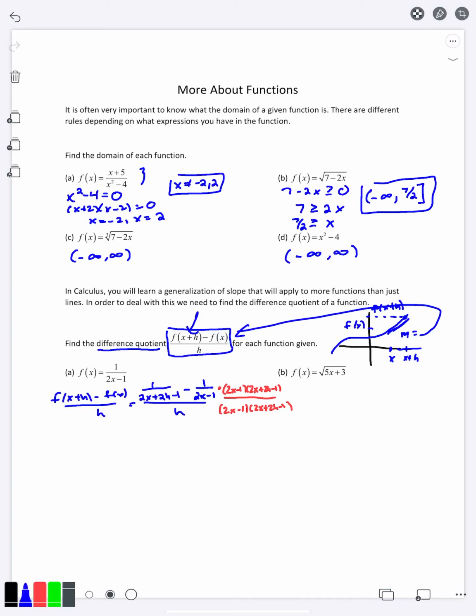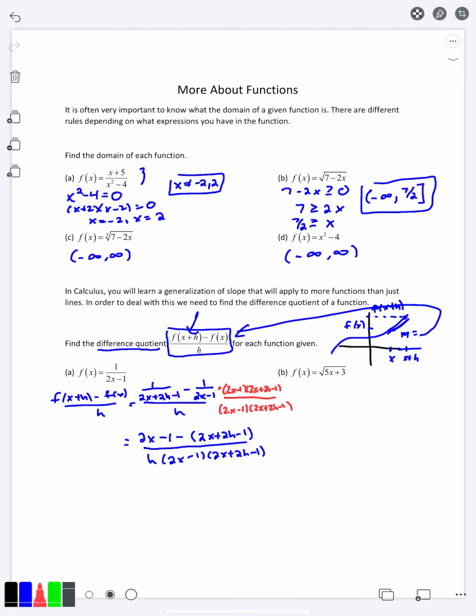That will allow me to clear the fractions on the top. So once I distribute that in, I can cancel something out there. I would get 2x minus 1 minus 2x plus 2h minus 1 over h times 2x minus 1 times 2x plus 2h minus 1. I would absolutely recommend you do not multiply out that mess on the bottom there. It will take you a lot of effort, and you really aren't going to be gaining much from doing so. So just leave it in its factored form.